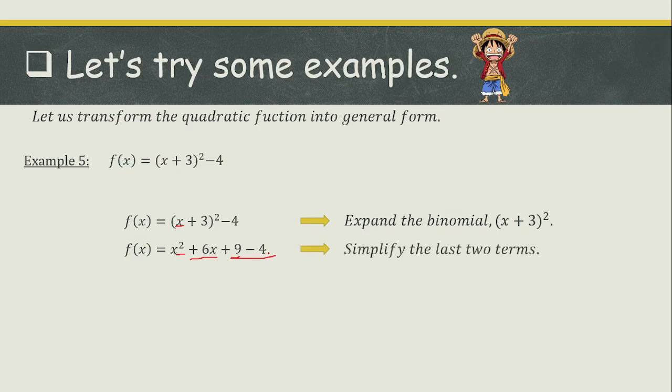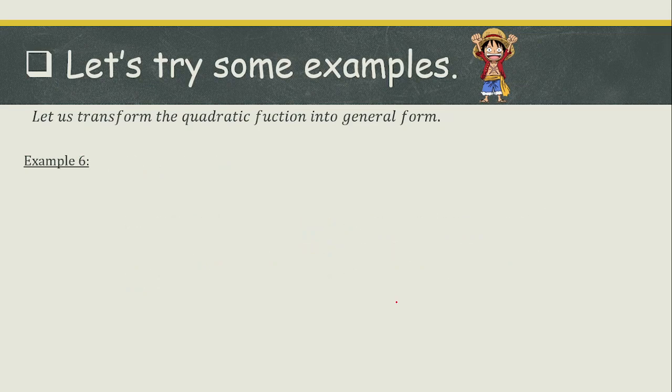Then, the next step is to simplify the last two terms, kasi meron tayong dalawang constant. So, simplify lang natin si 9 and si 4. 9 minus 4. So, f of x equals x squared plus 6x plus 5. So, the general form of the quadratic function in the vertex form x plus 3 squared minus 4 is f of x is equals to x squared plus 6x plus 5.